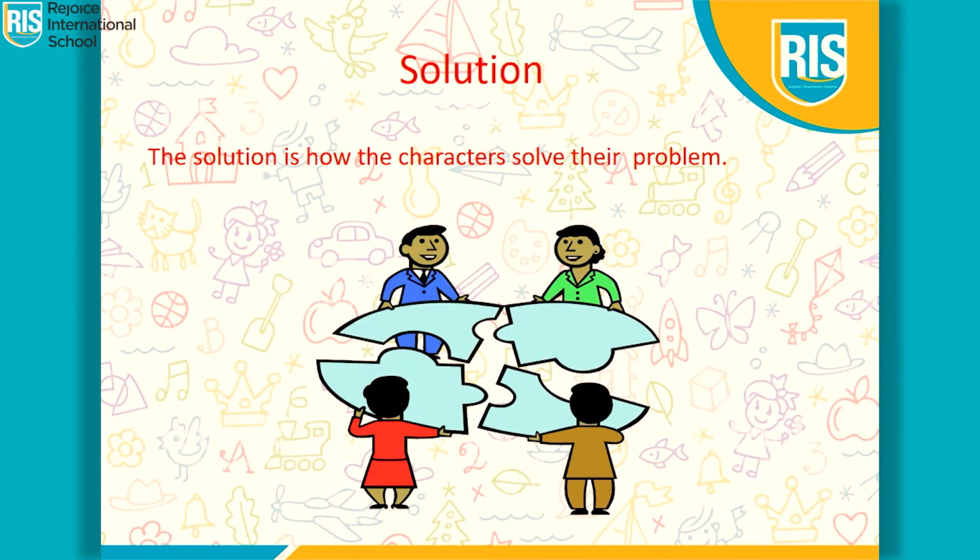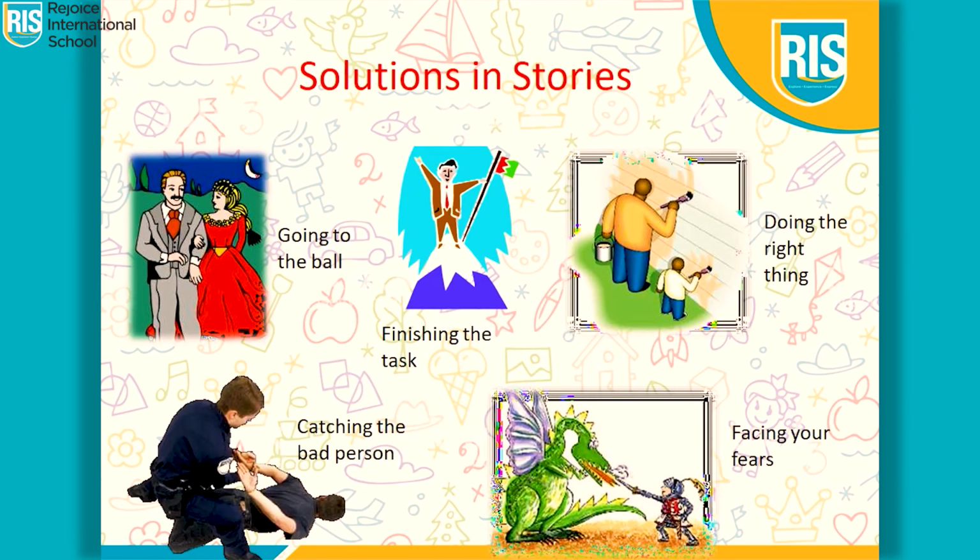Solution could also be called the resolution of the story. How did the main character solve the problem? These are the different examples of solutions in stories. Cinderella's problem was resolved when she got the chance to go to the ball. Other examples would be finishing the task, facing your fears, or catching the bad person.